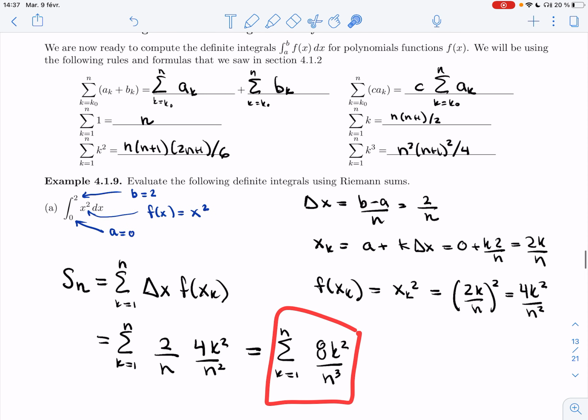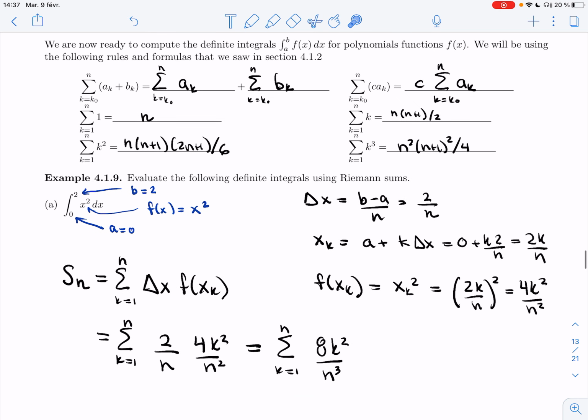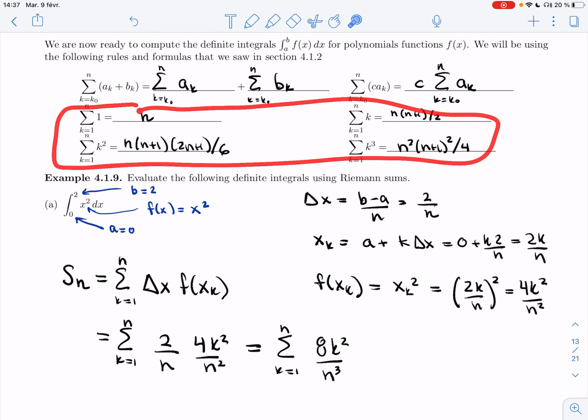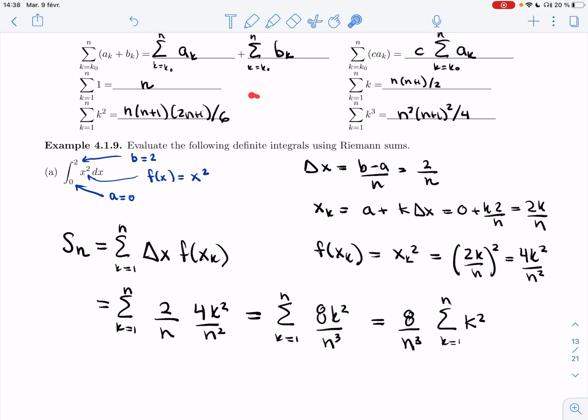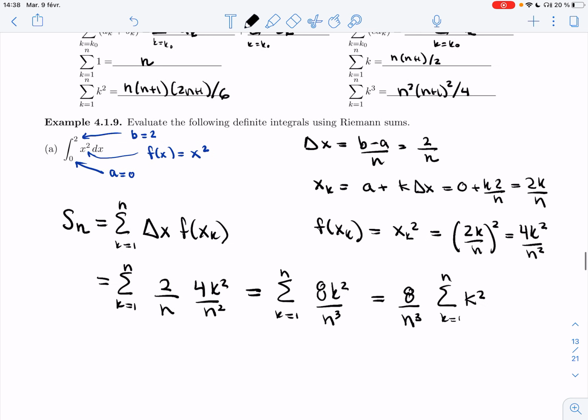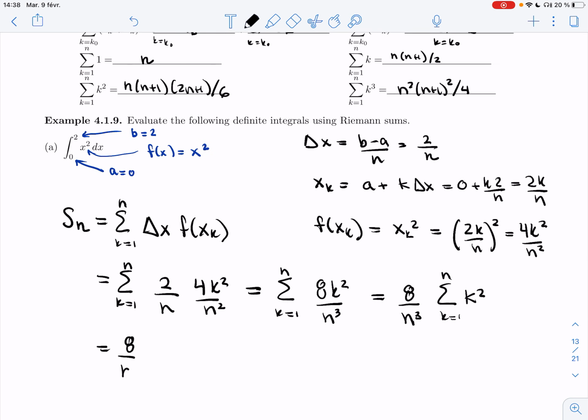Now I want to use the formulas above to evaluate this. So I want to simplify it until I get the sum of 1, or the sum of k squared. I'm going to take all of this, which doesn't depend on k, and pull it out in front of the sum. So I'll get 8 over n cubed, summation from k equals 1 to n of k squared, and that is going to be this formula right here: n times n plus 1 times 2n plus 1 over 6.